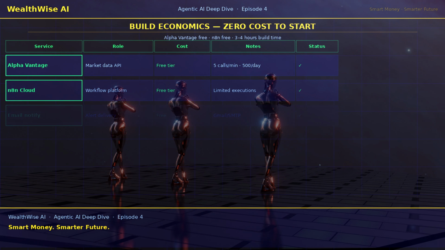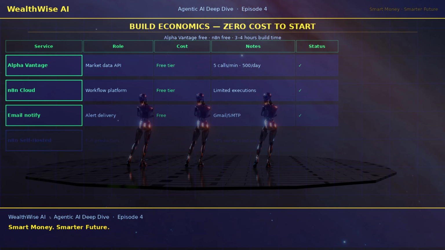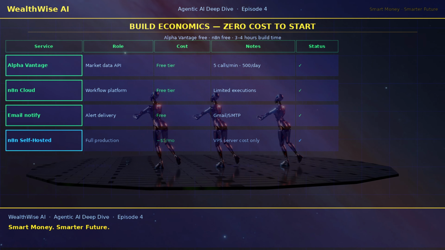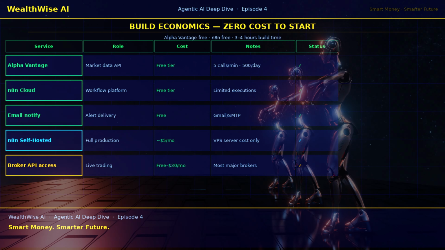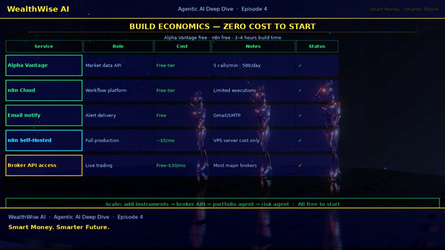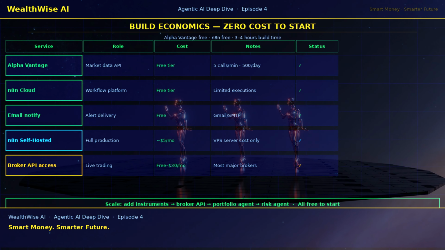Cost for this initial build: Alpha Vantage free tier, N8N Cloud free tier, notification via email, effectively 0. Scale by adding more instruments, connecting a real broker API, and layering in portfolio and risk agents. 3 to 4 hours of build time, 0 ongoing cost. An agent watching your markets continuously for nothing.